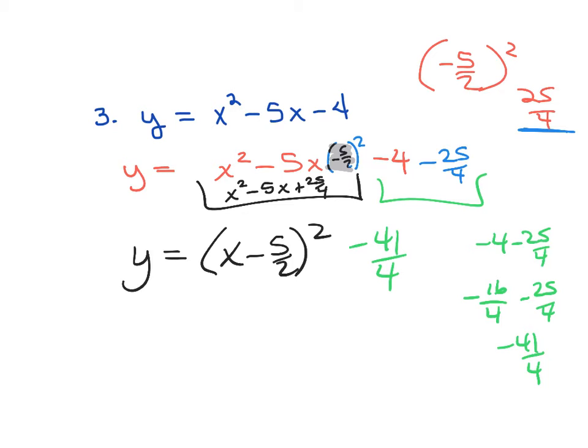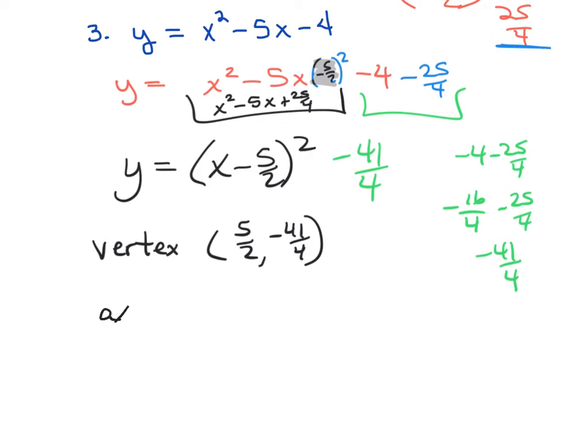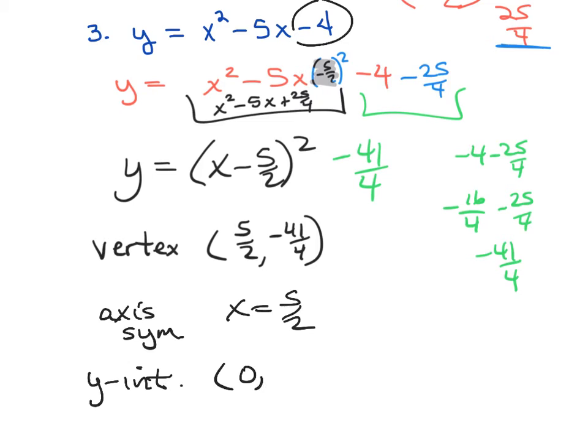All right, so now it's in vertex form. So now my vertex is the ordered pair 5/2 and -41 over 4. My axis of symmetry is x equals 5/2. My y-intercept, if I go back to the beginning, my c was -4. It's right here. So again, as an ordered pair, it's 0, -4.